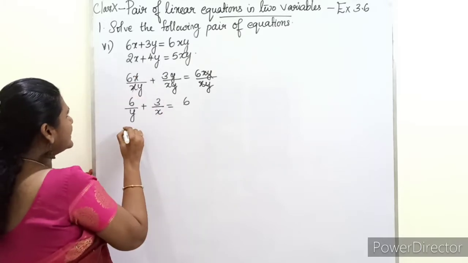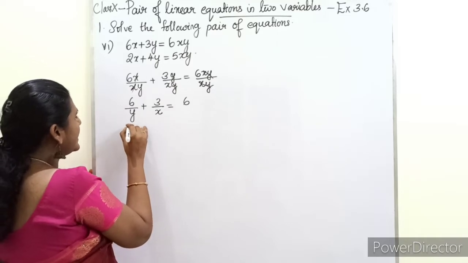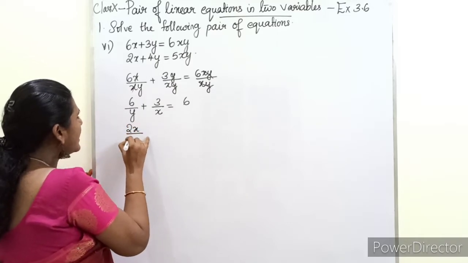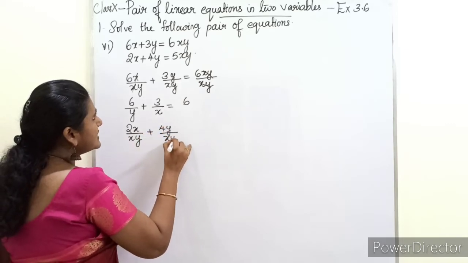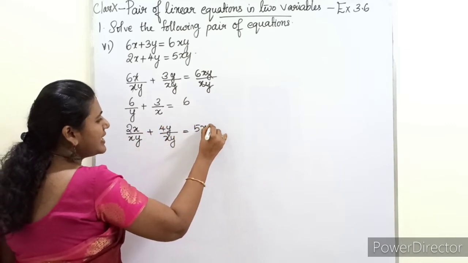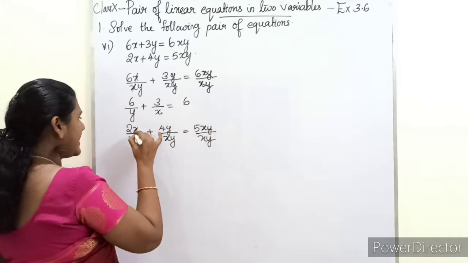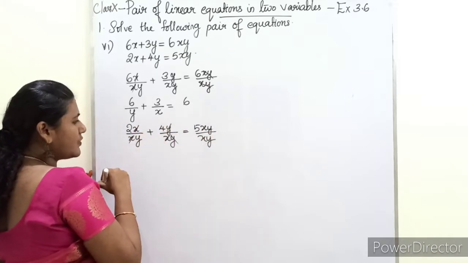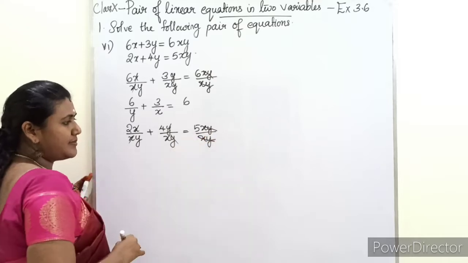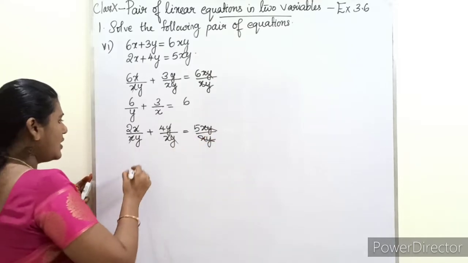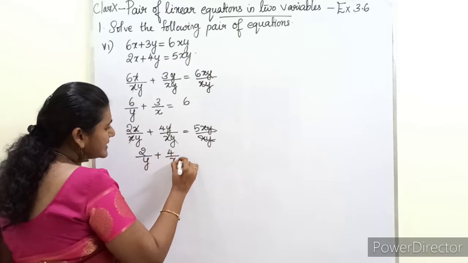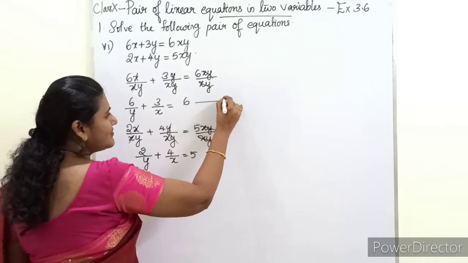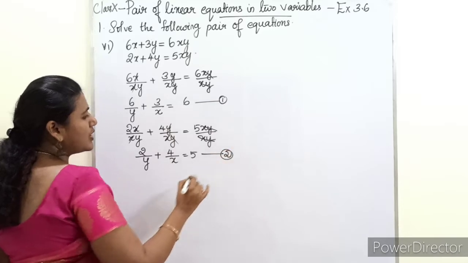Again, the second equation, similarly we can write 2x by xy plus 4y by xy is equal to 5xy by xy. Here also this x will get cancelled, y also will get cancelled, and the last term xy also will get cancelled. So you will get 2 by y plus 4 by x is equal to 5. So this is the first and the second equation. So we got two equations.